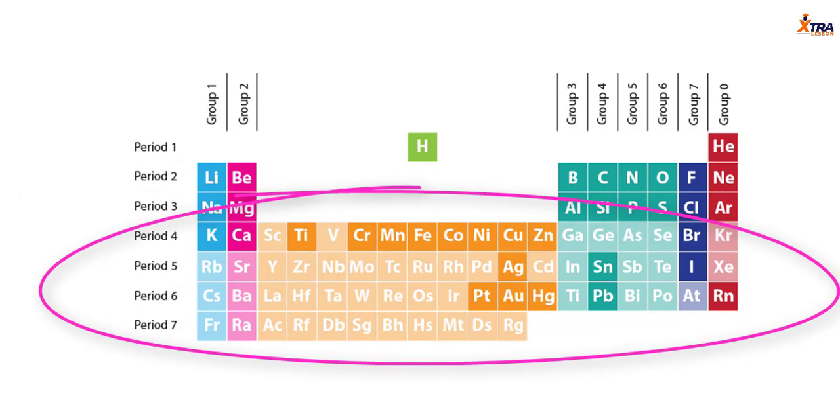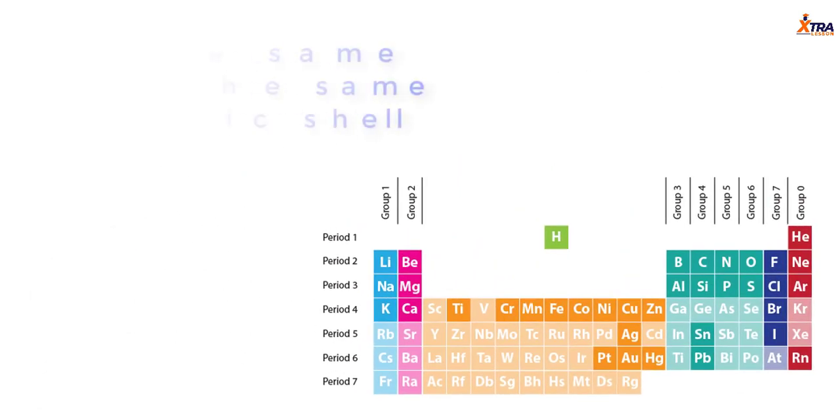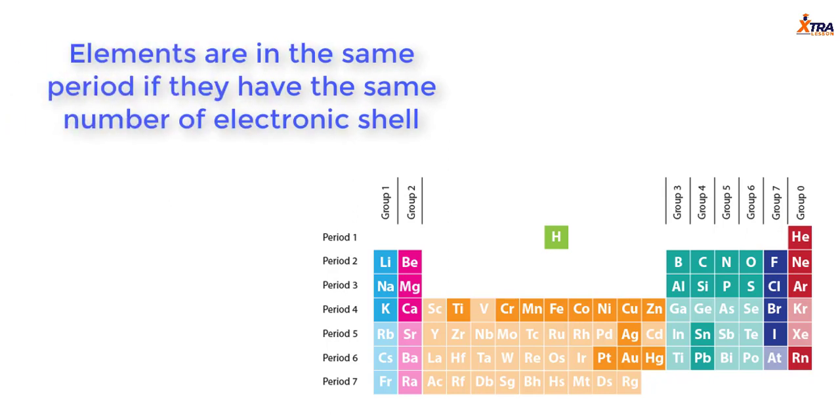And how are elements put in the same period? Elements are put in the same period if they have the same number of electronic shells. So if elements have the same number of electronic shells, then they belong to the same period. There are 7 periods in the periodic table.